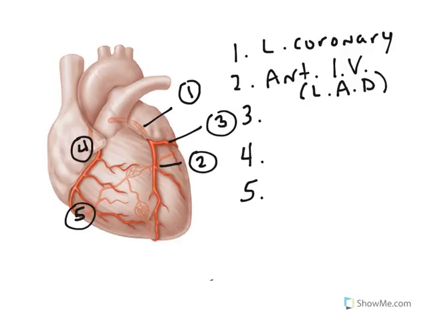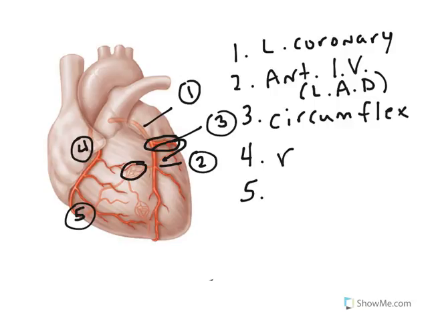Okay, vessel number 3 here is the circumflex. The circumflex artery is the one that goes around, kind of sits in the sulcus here, and goes around the heart to the backside. So it also supplies the left ventricle, but it's also going to go around supplying the atrium and also meet up at this anastomosis in the back with number 5, which we'll get to in a second. So number 4 then is simply the right coronary artery.